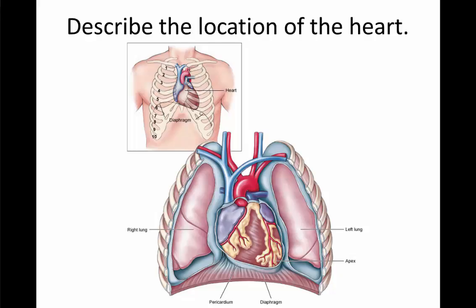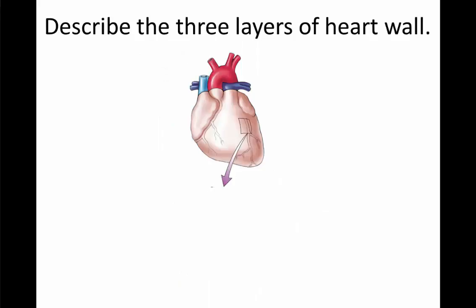It's surrounded by the pericardium, which we'll look at later in this unit. And the apex of the heart, the point of the heart, points laterally and inferiorly. The blood vessels, the arteries and veins that enter and exit the heart can be seen in the image here as well. So let's take a look and describe the three layers of the heart wall.